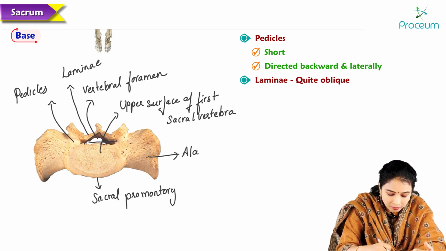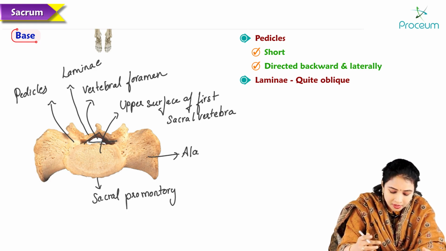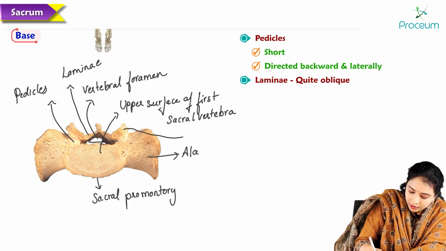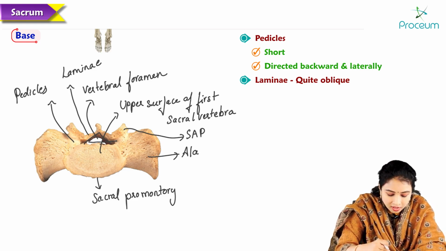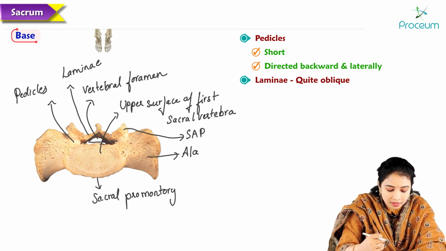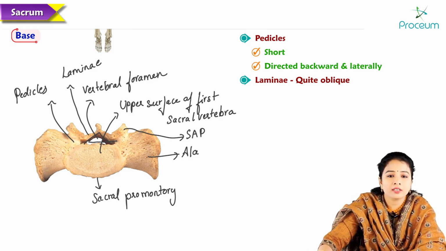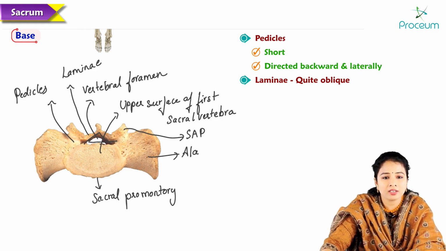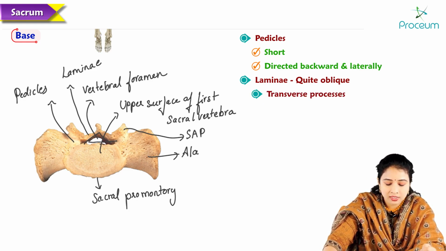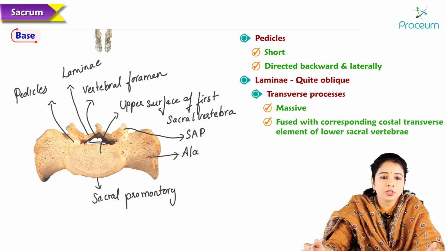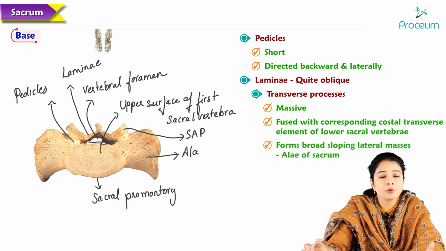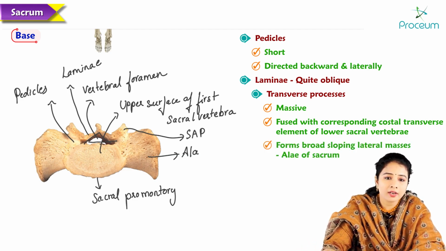So this plate of bones is called the laminae, and here is the superior articulating process, which contains a superior articulating facet, and connection between the body and the superior articulating process is the pedicles, and the pedicles are short and directed backwards and a little laterally. The transverse process, you can see it is quite massive, and they are all fused together with the corresponding costal transverse elements of lower sacral vertebrae to form a broader sloping mass called ala of sacrum.